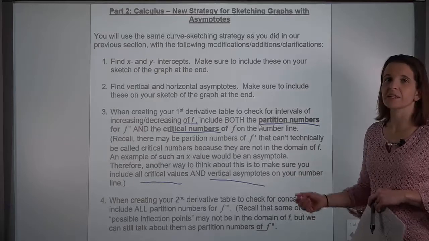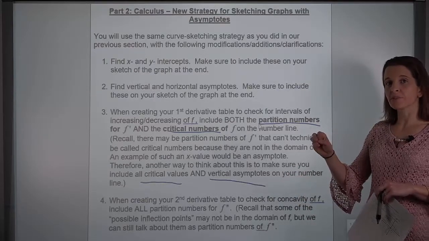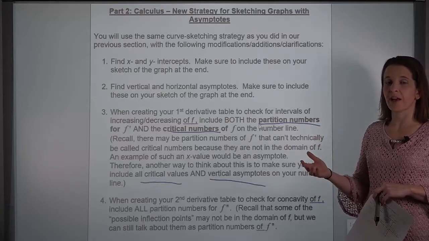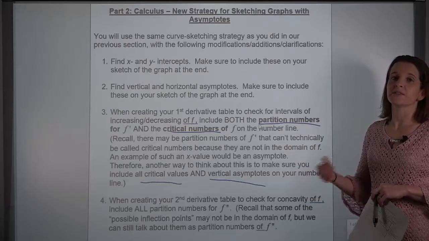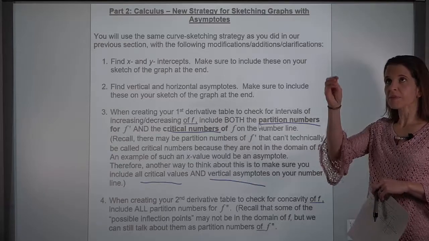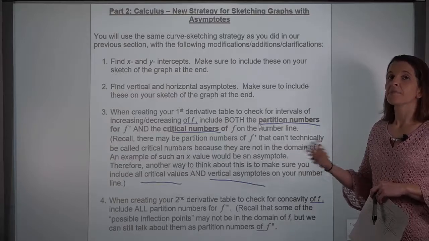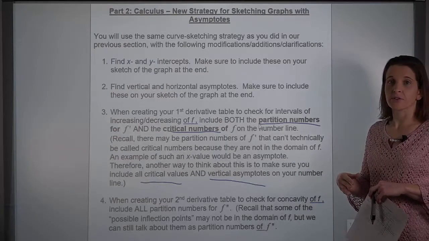And then similarly, in the second derivative table, we're not only going to put those possible inflection points, those things that were in the domain of f, we're also going to put any of those partition numbers on the table as our column dividers to check to the left and right, because those are locations of vertical asymptotes.